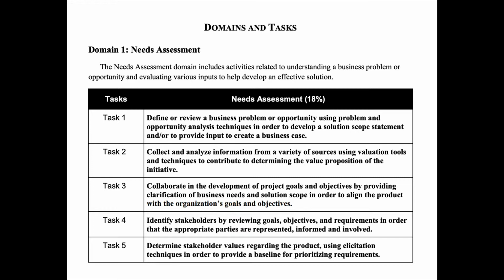By the way, the PMI Guide has 6 domains or knowledge areas, and the additional one is stakeholder engagement. It is essentially the same as tasks 4 and 5 of needs assessment. They just decided to create a separate knowledge area for it. No worries, you won't be tested on the exam on how many knowledge areas there are in the PMI Guide.